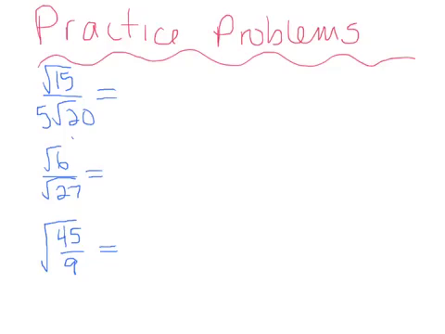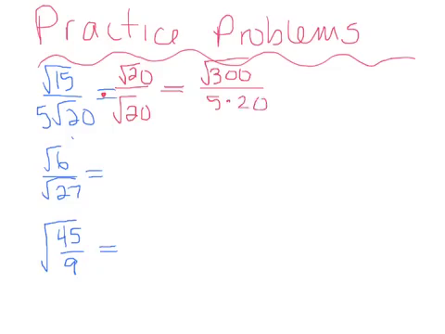Last page of practice problems. Here we're going to rationalize. So this first one I'm going to multiply, and I always just pick what radicals on the bottom. I know I can simplify the square root of 20, but I'm not going to yet. 15 times 20 is 300. So I have the square root of 300 over 5 times 20. Here, square root of 20 times the square root of 20 is the square root of 400.